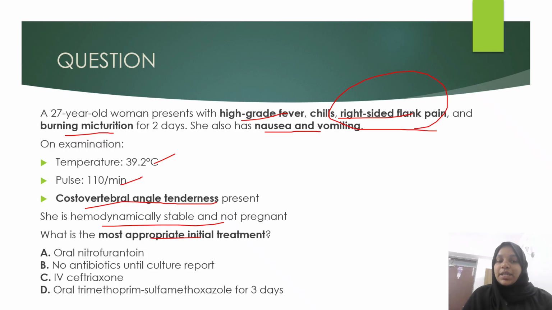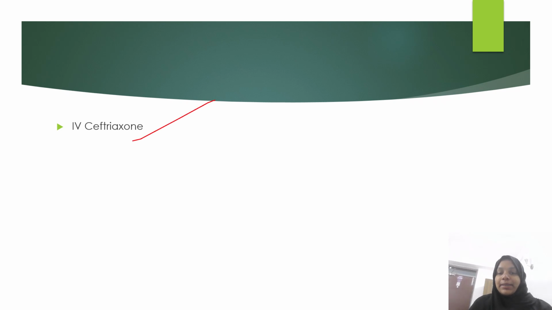What is the most appropriate initial treatment? So if it's a complicated UTI, you have to give IV antibiotics like IV ceftriaxone. No antibiotics until culture report, that doesn't make sense because the patient is very ill. Oral nitrofurantoin, no, oral antibiotics cannot be given in this case because it's a complicated case. Again, oral trimethoprim-sulfamethoxazole for 3 days is not justifiable. So it's IV antibiotics for complicated UTI.